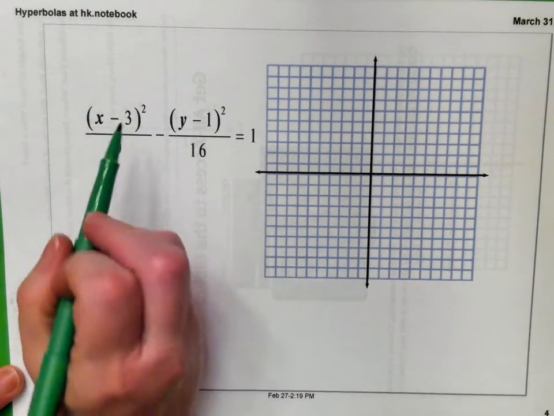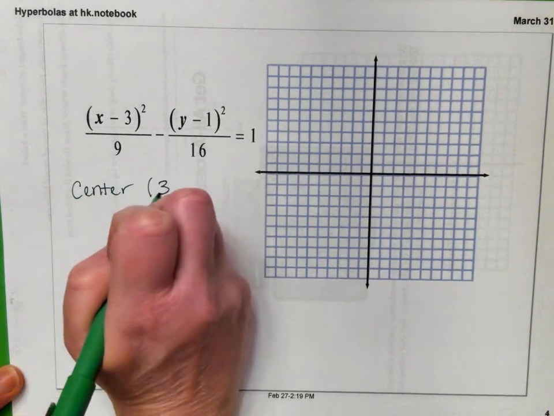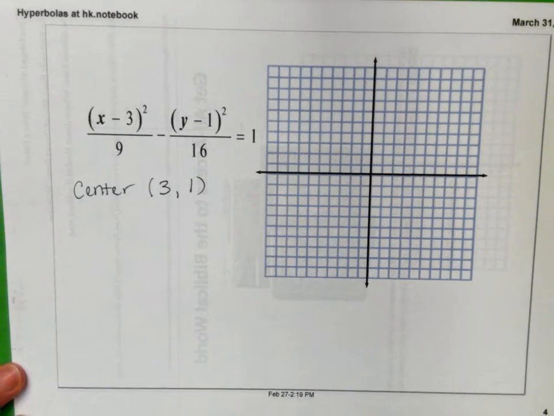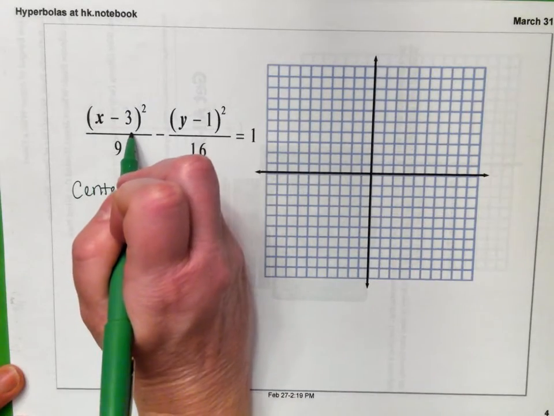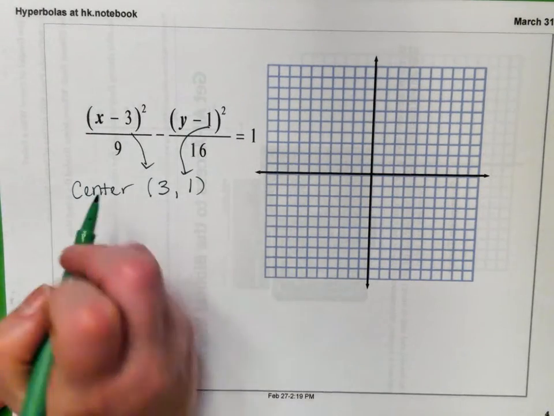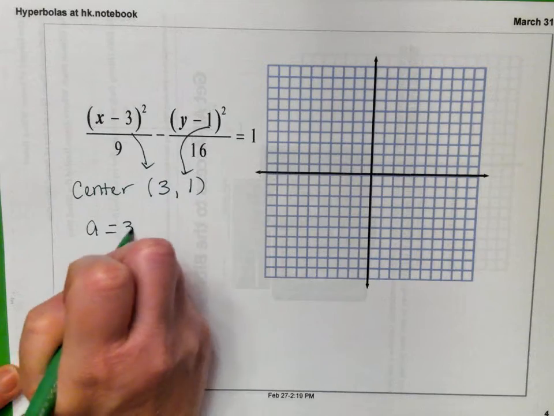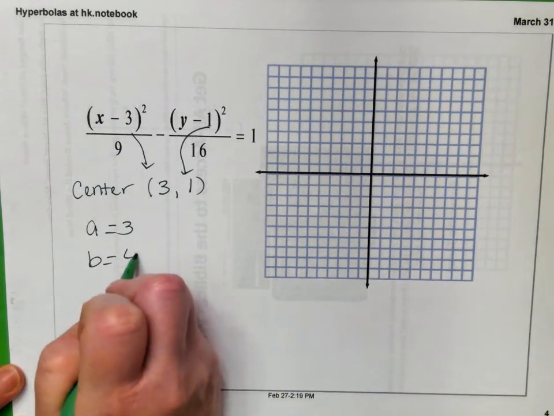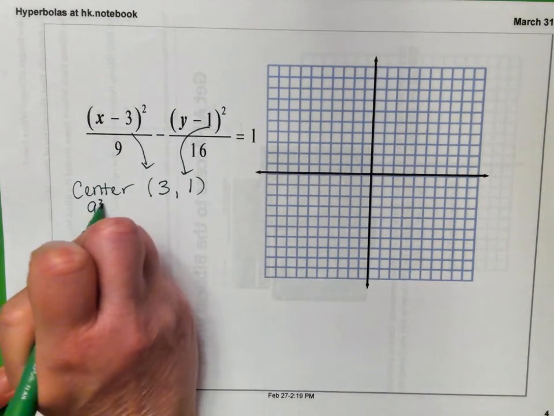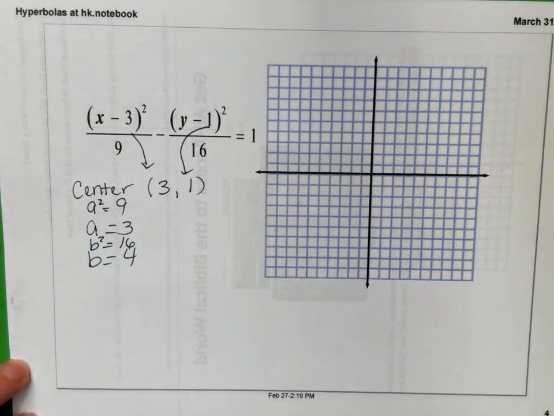First, we identify the center. Our center is 3, 1. What's subtracted from X? What's subtracted from Y? Our A's and B's, remember in a hyperbola, A is always first, so A is 3 and B is 4, because A squared is 9, so A is 3, and B squared is 16, so B is 4. That provides me with my box.